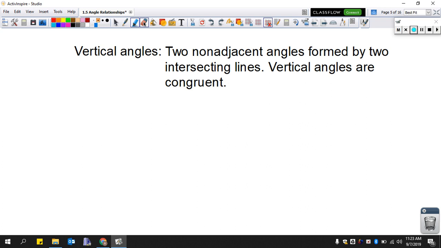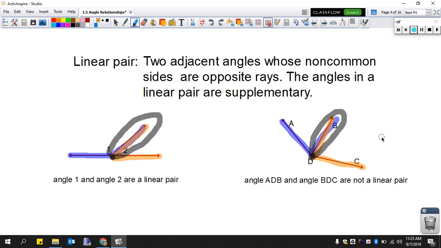Go ahead and pause this video and write down your definition for linear pair.